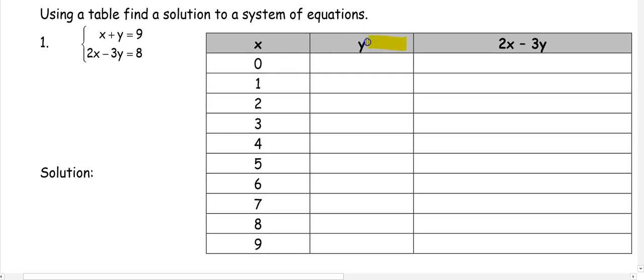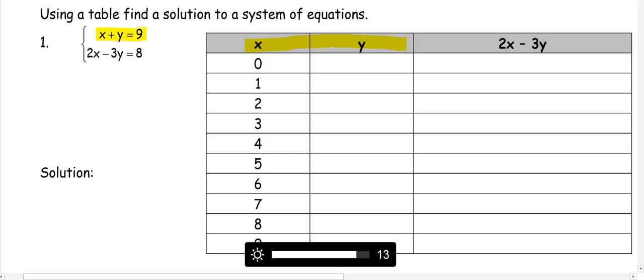The first two columns are always going to represent our first equation, and then we're going to test those values in the second equation to get that third column. The first column of this table is already filled out for you. We want x plus y to equal 9, so we went with all the numbers that we could use for x to add to 9. So we have 0, 1, 2, 3, 4, 5, 6, 7, 8, and 9.